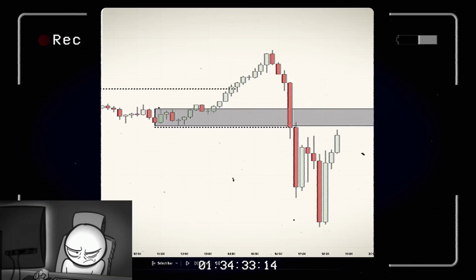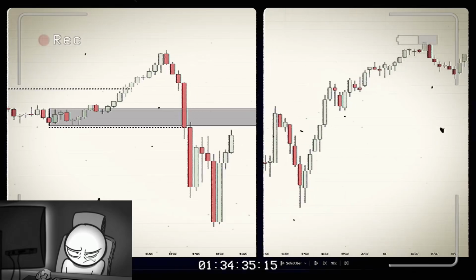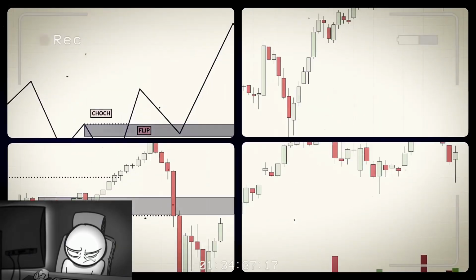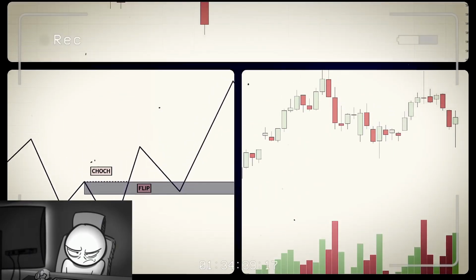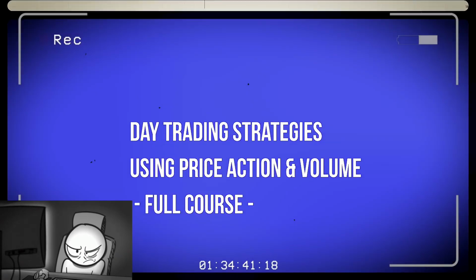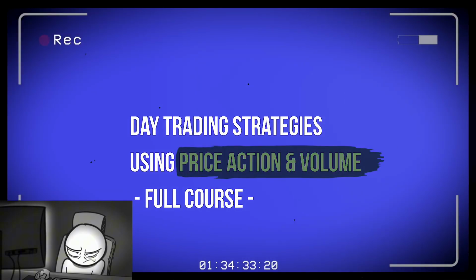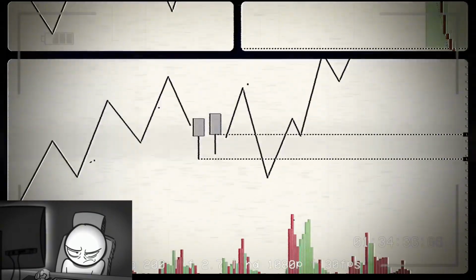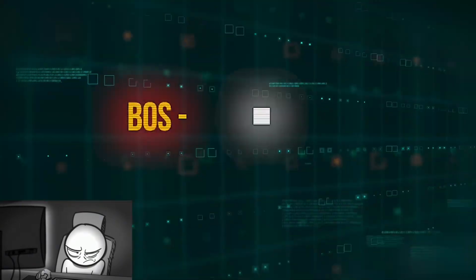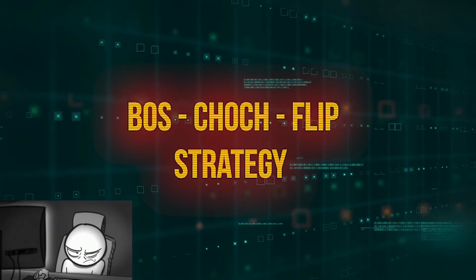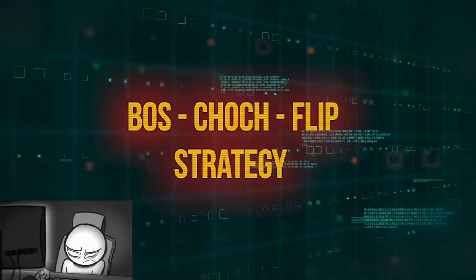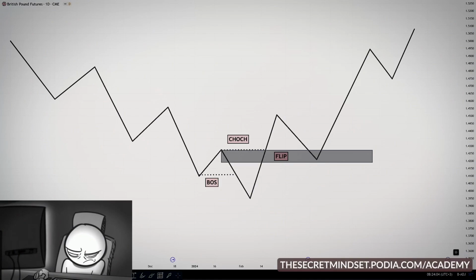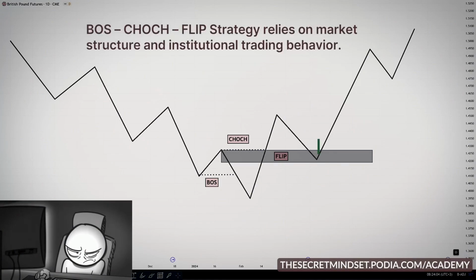The market is speaking to you through price action, but you are not listening, and this is costing you money. So let's change that. These strategies will show you how to day trade with nothing but price and volume, using some basic smart money concepts. The first price action strategy relies on market structure and institutional trading behavior. This is the model we are looking for. So let's break down a buy signal step by step.